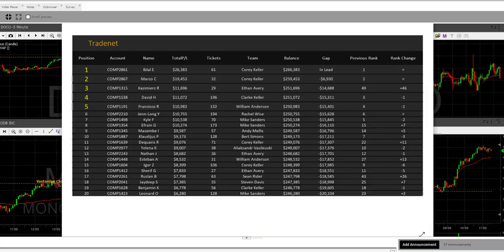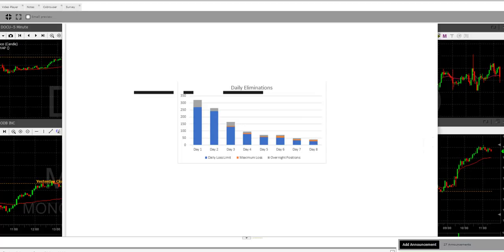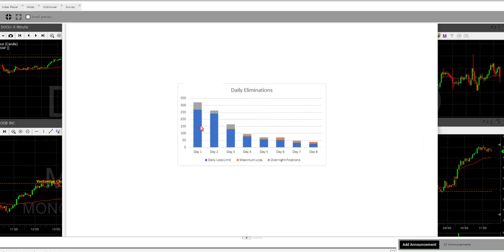Yesterday on the eliminations, we had 28 people eliminated for the daily loss limit. Maximum loss was 8, and overnight positions was 3, a total of 39. We've had 1,076 people knocked out of the competition. And here's what the daily eliminations look like.